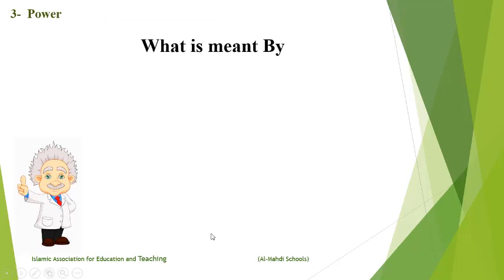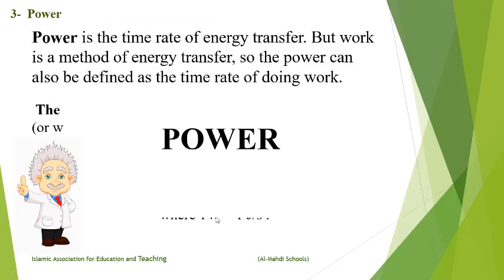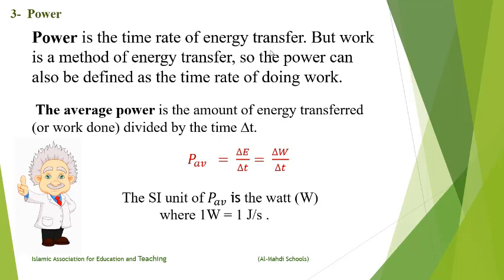What is meant by power? Power is the time rate of energy transfer, but work is a method of energy transfer, so power can be defined as the time rate of doing work. Starting with average power, it is the amount of energy transferred or the work done divided by the variation of time delta t. Here we can say that P average equals delta E over delta t, or simply delta work over delta t.